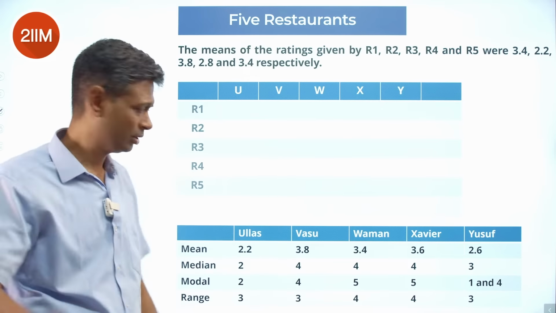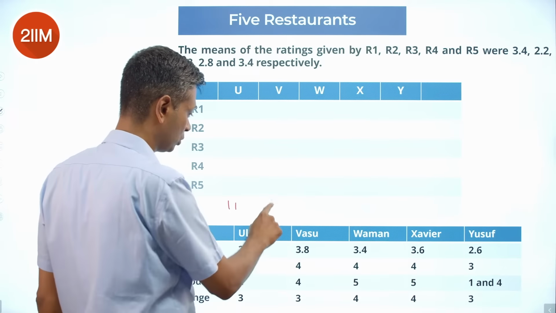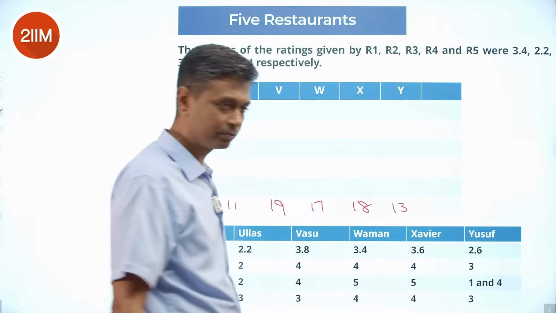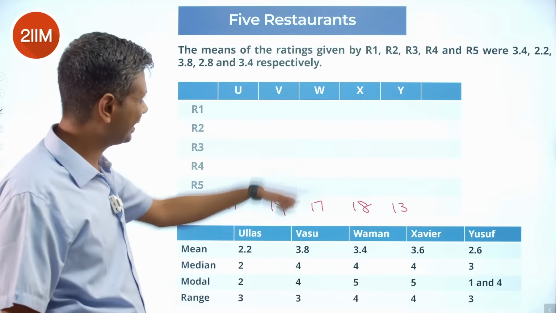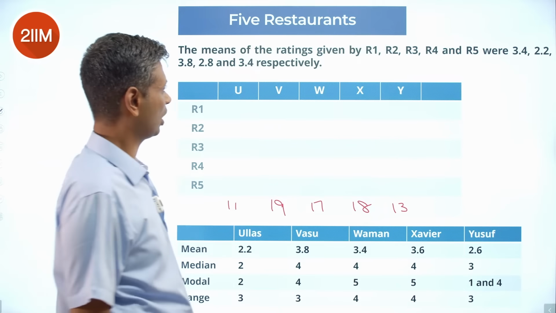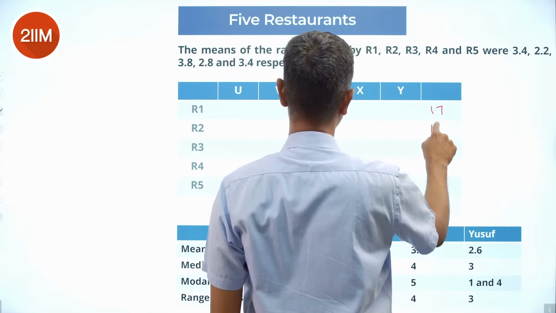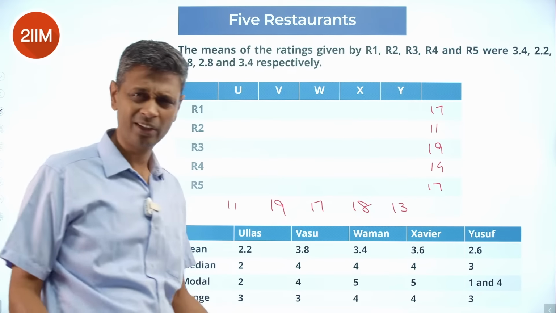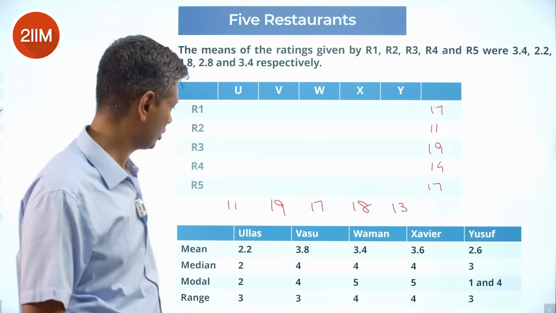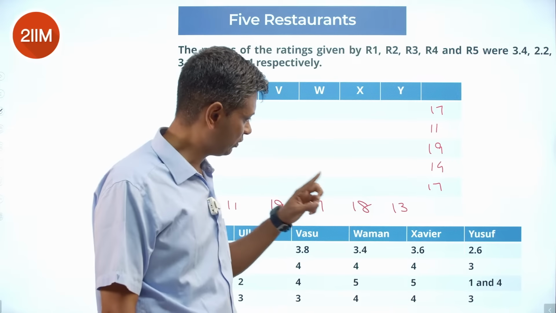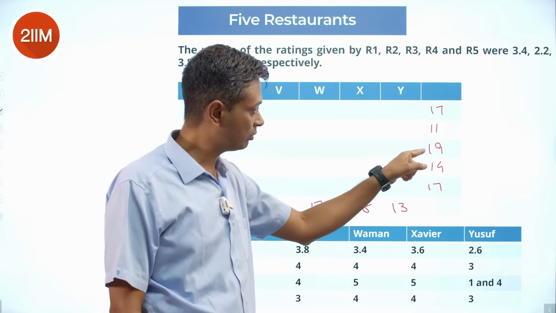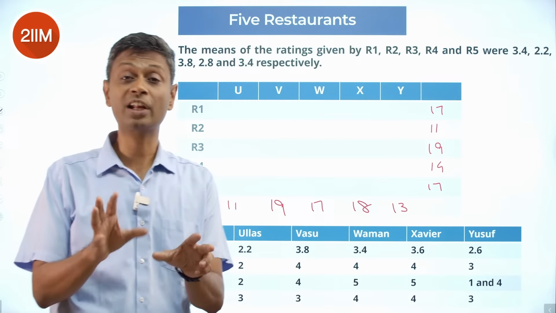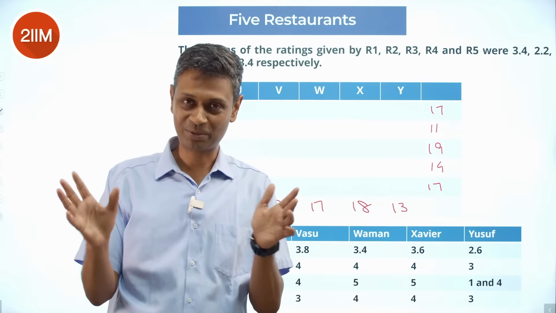I don't work well with mean. So I'm going to say the total is 11, total is 19, total is 17, total is 18, total is 13. We know that also for R1, R2, R3, R4, R5: 17, 11, 19, 14, 17. Generally, I like to reconcile the numbers just to know I've not made any calculation mistake. 30, 47, 65, 78. 31, 50, 61, 78. Yeah, nice, good. Both add up to 78. I'm very happy. Chances are I've not made a mistake, unless I made 2 mistakes correspondingly. Right?